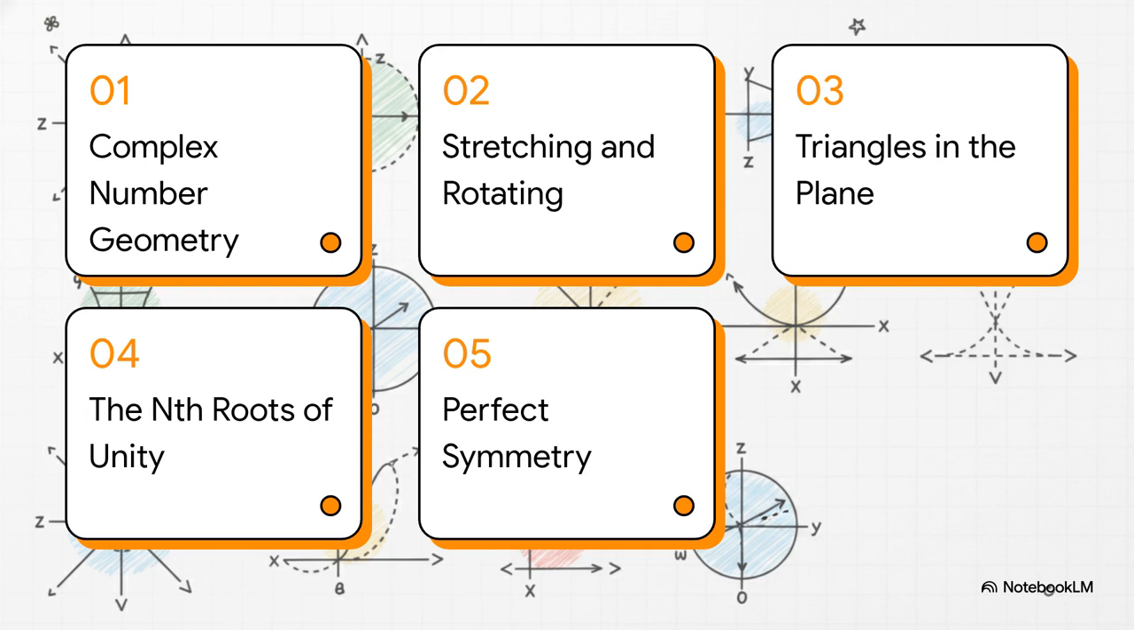Here's our roadmap for the explainer. First up, the geometry of complex numbers. Then, stretching and rotating. Third, triangles in the plane. Fourth, the nth roots of unity. And finally, perfect symmetry in circles. Let's get right to it.